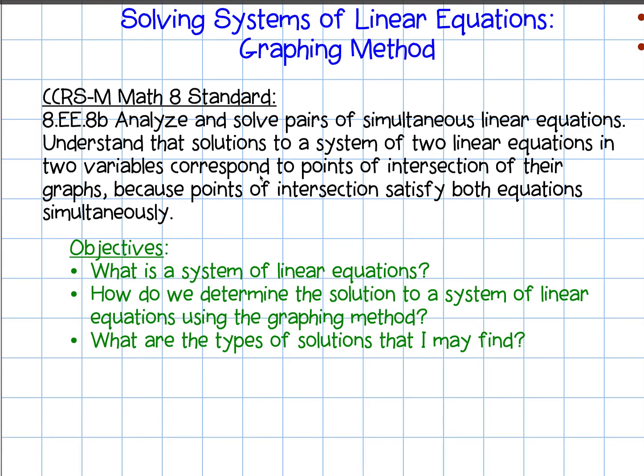We want to be able to understand that the solutions to them is going to be a point of intersection of their graphs, because the points of intersection satisfy both equations simultaneously. Okay, so what we're looking at in that standard, what we need to break it down to is we need to make sure we understand what is a system of linear equations, and then how do we actually determine that solution to the system of linear equations using this method that's called the graphing method.